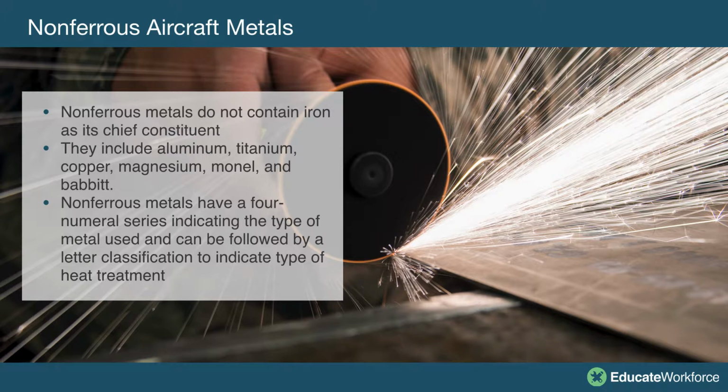Non-ferrous metals do not contain iron as their chief constituent. They include things like aluminum, titanium, copper, magnesium, Monel, and Babbitt. Non-ferrous metals have a 4-numeral system indicating the type of metal used and can be followed by a classification to a type of heat treatment.